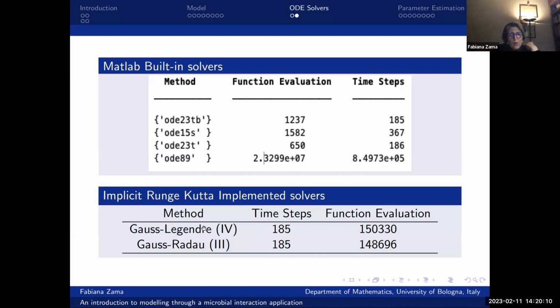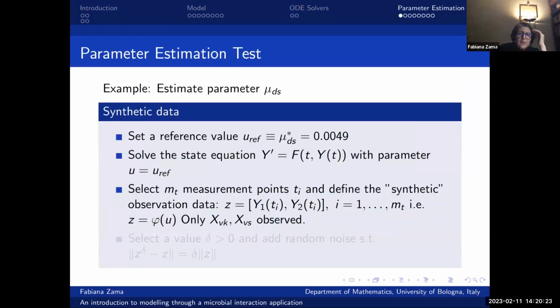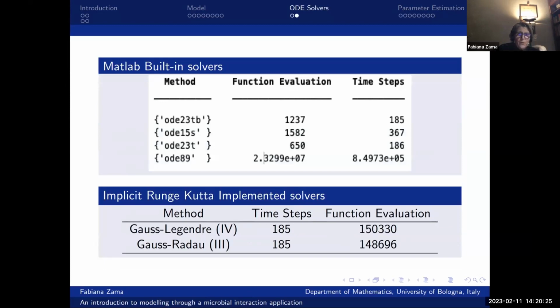But remember that now we have 4th and 3rd order methods. So actually these methods are very accurate, and they could be suitably used in the context of parameter estimation. So this is the part of the analysis of the forward problem.